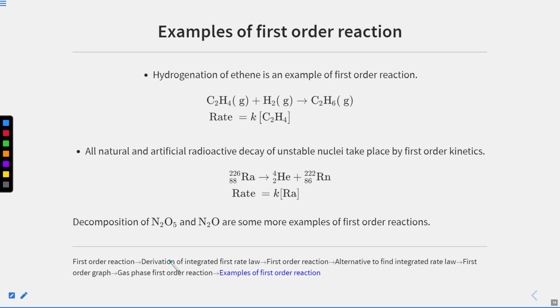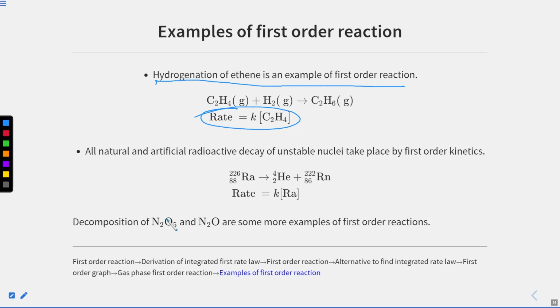What are the examples of this first order reaction? The first and foremost example is hydrogenation of ethene, which is an example of first order reaction. In this, the rate law can be written as rate is equal to K[C2H4].